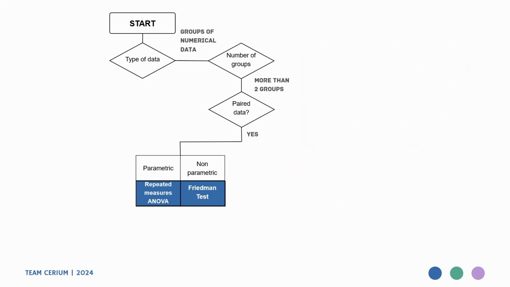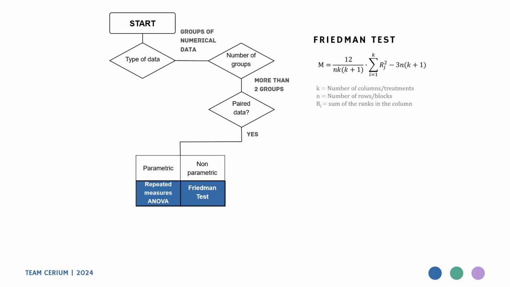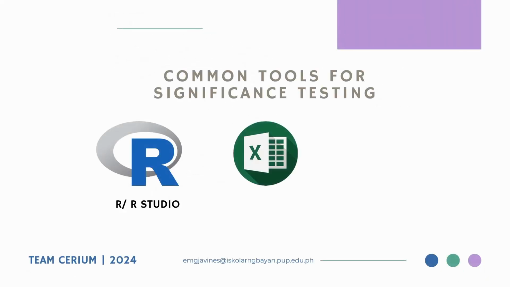Then here's the formula for the Friedman test. Unlike the repeated measures ANOVA, this uses ranks rather than the actual measured values. To end our presentation, here's some common statistical tools that we can use for significance testing.